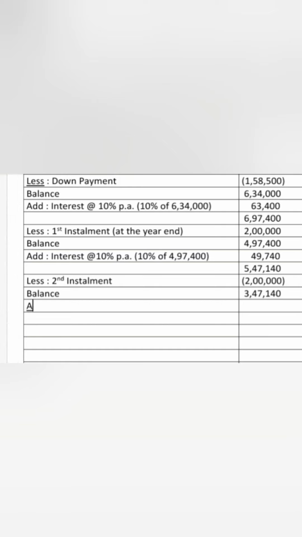Now third year starts. Again, in the third year we have to add interest, because for the entire year interest will be charged. So interest at the rate of 10% per annum. This 10%, again you have to remember that 10% will be calculated only on the balance amount. So 10% of 347,140 comes to 34,714. By adding we will get rupees 381,854.